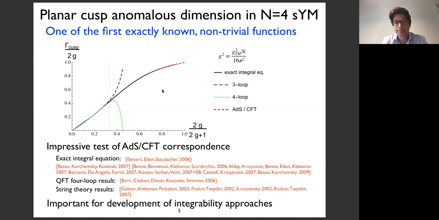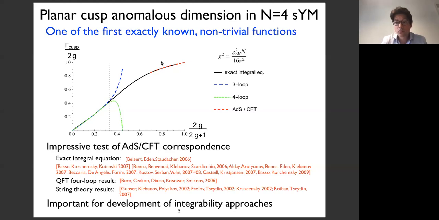And this anomalous dimension and these calculations are really also very important for the development of integrability approaches, which is where this integral equation comes from. Now, this is limited to the planar case. And so I'd like to discuss in this talk what the non-planar corrections to this are.